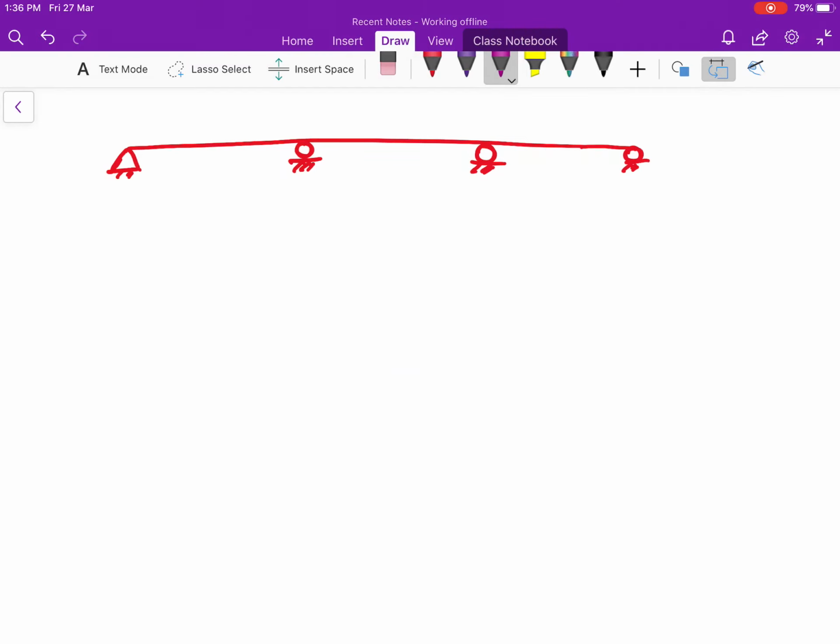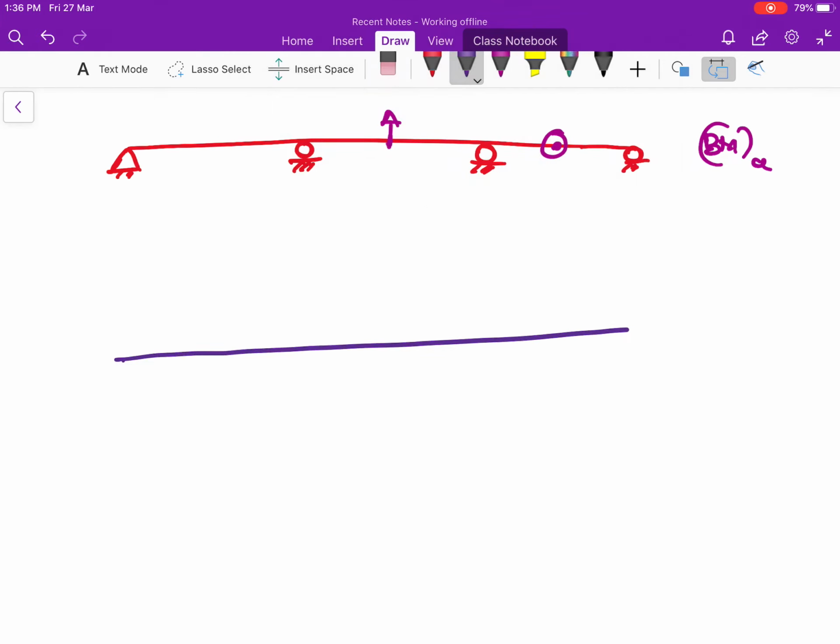This is one internal hinge present here. Fine, and this is a point A. They are asking us to find the bending moment at a point A. Draw the influence line diagram for bending moment at a point A.